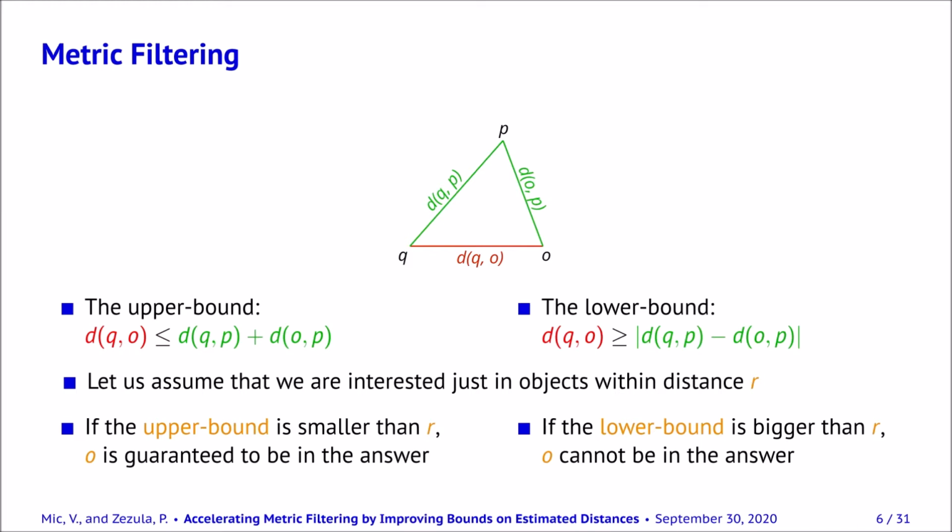Let's assume that we are interested just in objects o within the distance r to q. Then, if the upper bound on the distance qo is smaller than r, o is in the query answer for sure. Therefore, it does not have to be accessed, and its actual distance to q does not have to be evaluated. Similarly, if the lower bound is bigger than r, o cannot be in the query answer, and thus its accessing as well as the distance computation can be skipped to speed up the similarity search.